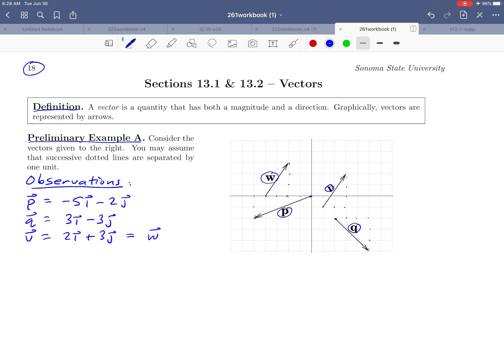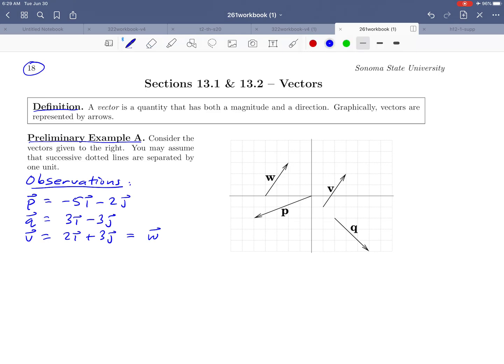That may seem weird because these two vectors look different on the piece of paper, but as vectors they're actually equal because they have the same length and direction. It doesn't matter that they start at a different point. All that matters is that they have the same length and direction. This is getting a little cluttered here, so I'm going to go ahead and erase some of the markings that we made.